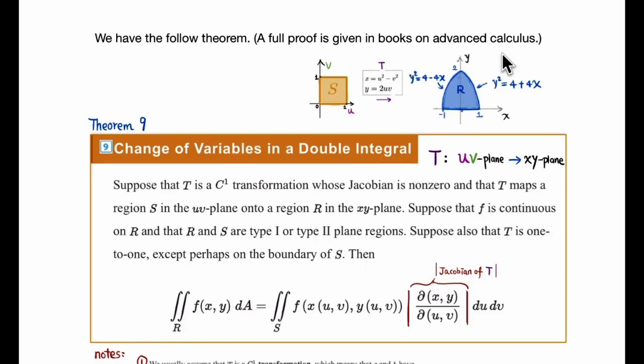Then this double integral of this continuous function f on the region R is equal to the double integral of this function f, where you express x in terms of u and v, and then y in terms of u and v, and then multiply by the absolute value of the Jacobian of this transformation, and integrate over this region S on the UV plane.